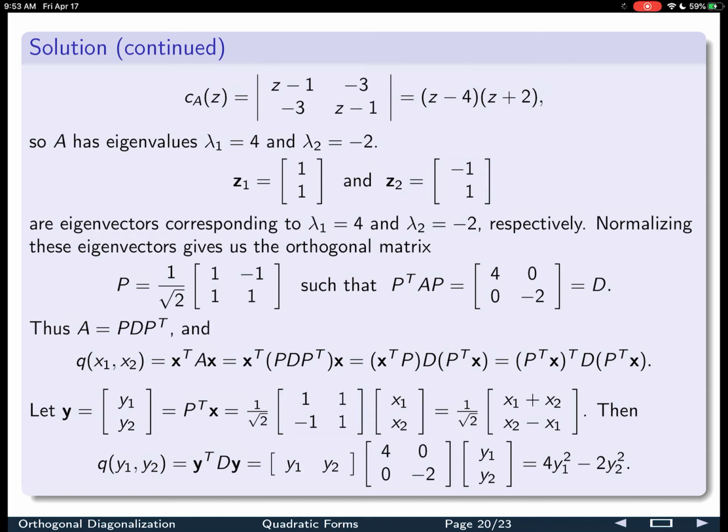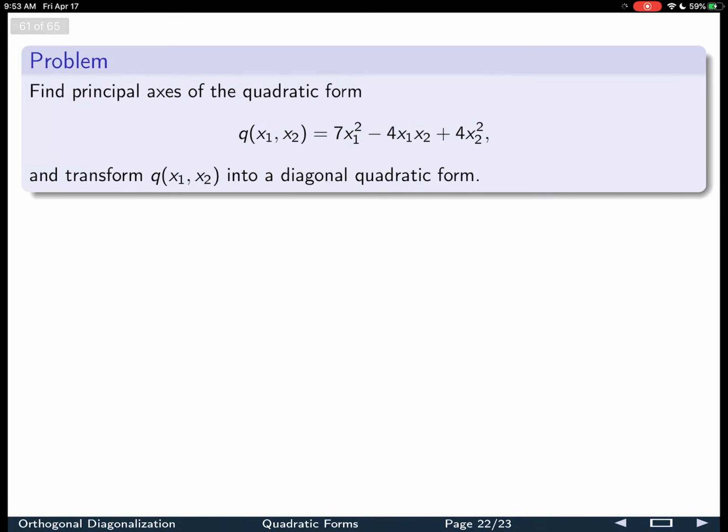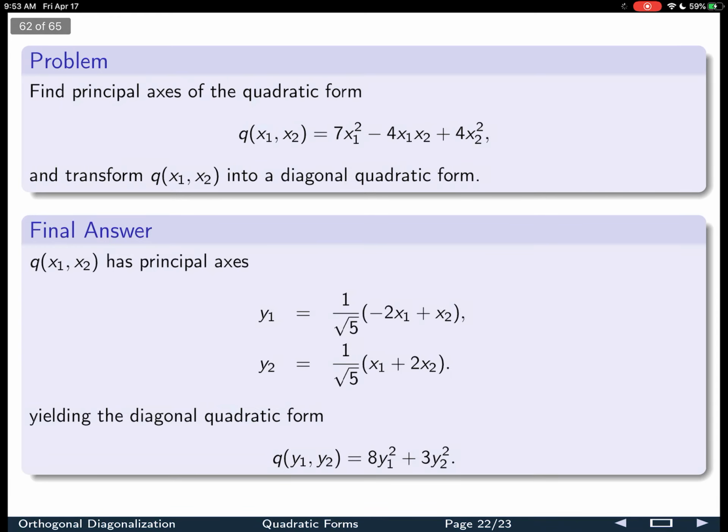So that's cool. But again, not super important. But those would be the lines of symmetry in that conic. And again, here's just another example of the same thing.